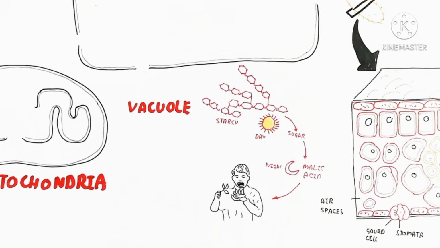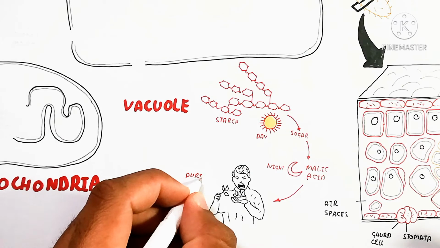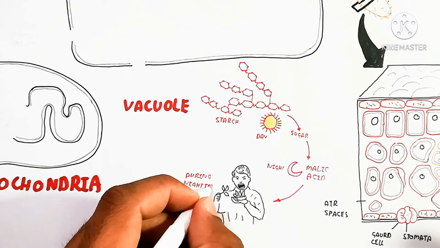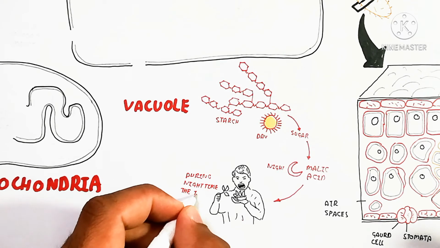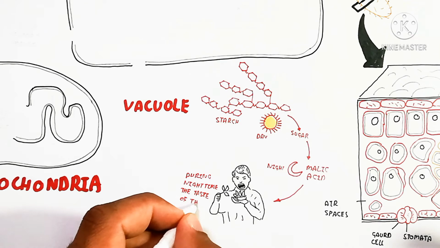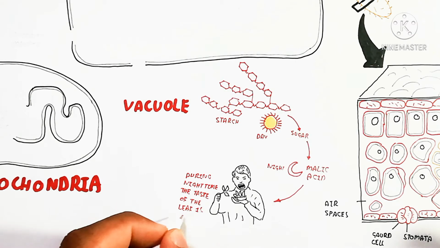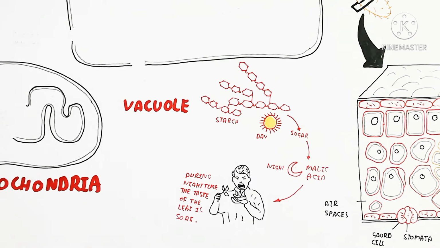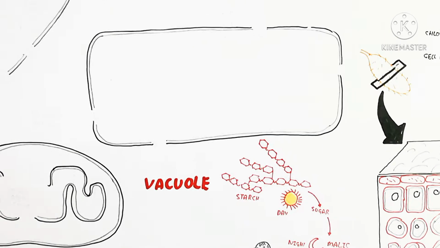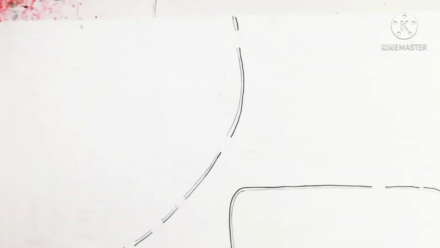Malic acid will be formed during night time by the conversion of sugar through pyruvate. That is why the leaves feel bitter or acidic. Here is a person checking the taste of the leaf, which means it is sour.